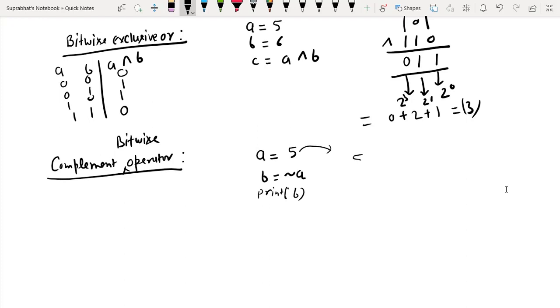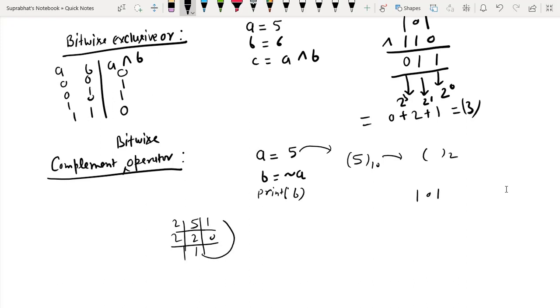Here 5 is a decimal, so first of all it will be converted into binary. So binary of 5: 2 twos are 4, remainder 1, 2 ones are 2, remainder 0, that is 101.